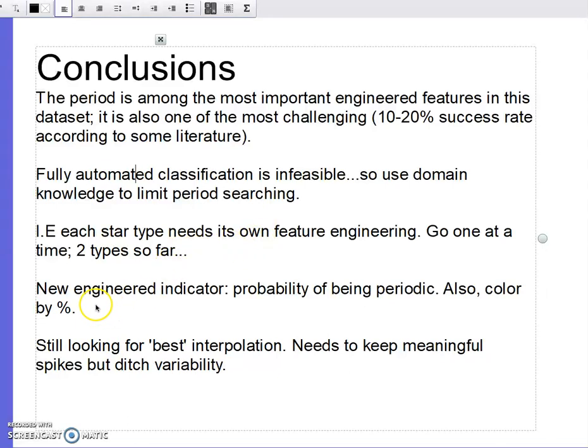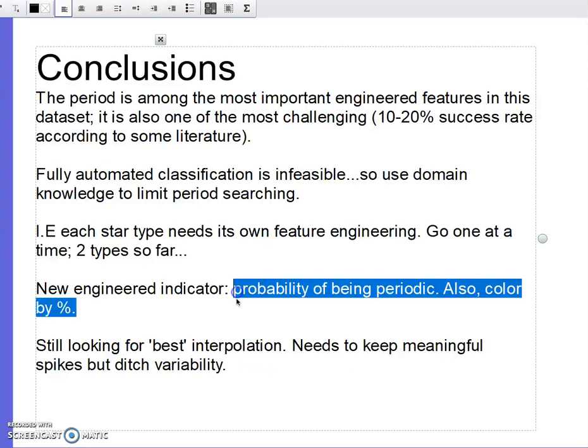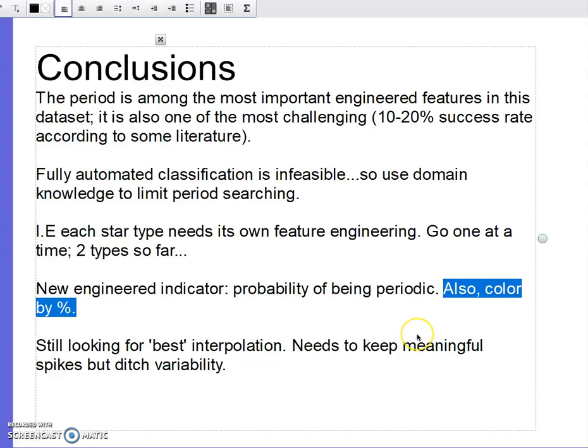So there needs to be an indicator of the probability of being periodic. This analysis allows you to have that indicator. Also, once you have the light curve that's folded, then you can figure out the percent of each one of the colors. That can be a new feature for each one of the stars.